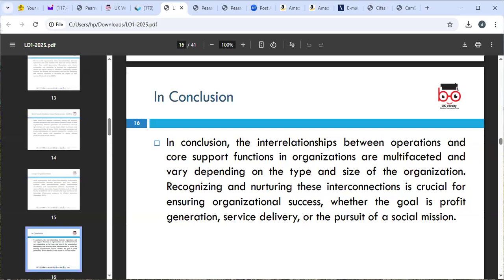success, whether the goal is profit generation, service delivery, or the pursuit of a social mission, which is the NGOs. The interrelations between operations and core support functions are dependent on the size of the organization. But what is key is nurturing these interconnections to ensure the bonding, the communications, the interdependencies. It is very important so that the organization will succeed.